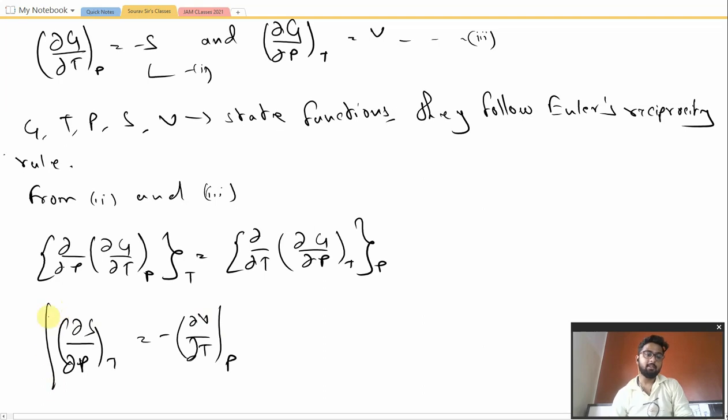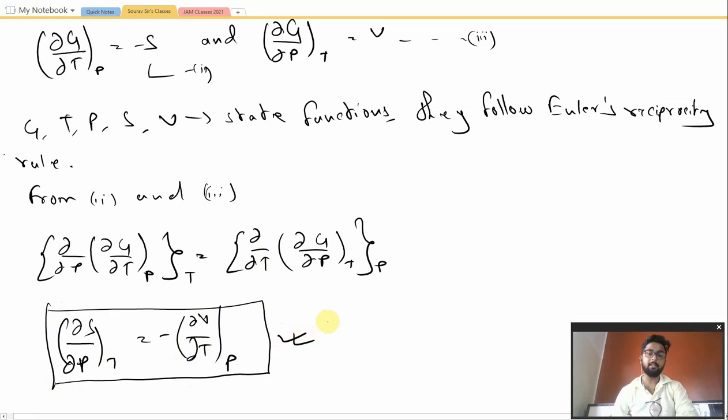So this is the second Maxwell relation. Obviously, the first, third, and fourth are not mentioned in the question to be derived. So this is the only derivation that we required. This is the correct answer about how you'll be writing the answer correctly. So moving on to the next question.